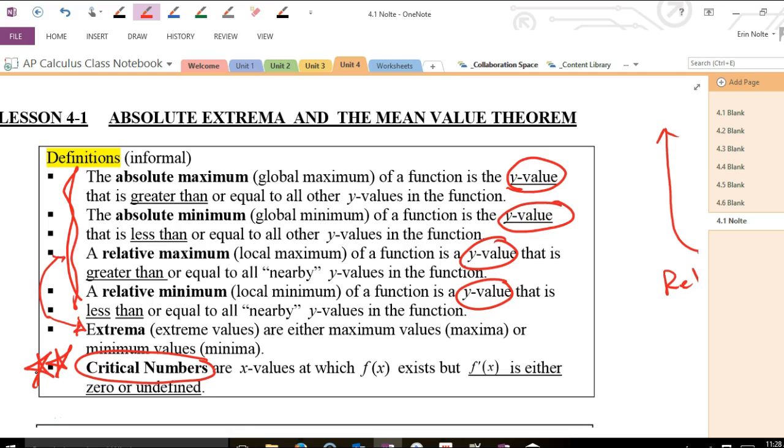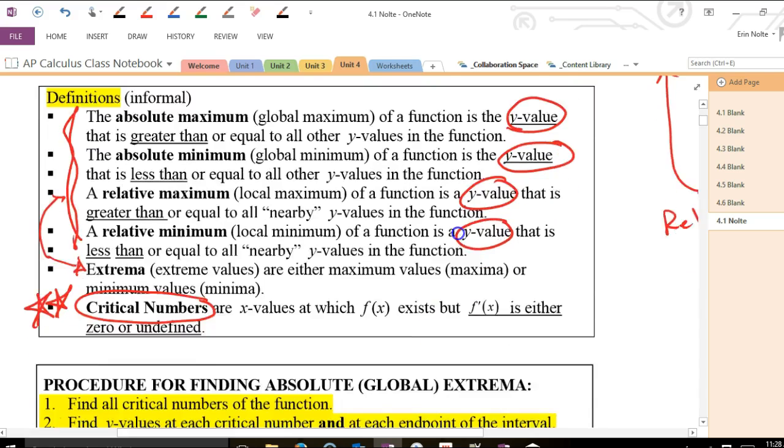Which means what? What makes something undefined? Dividing by 0, vertical asymptote, exactly. So if we take the derivative, we can set it equal to 0 to find critical values, and any value that makes the denominator 0 is also critical. Got it? Okay.